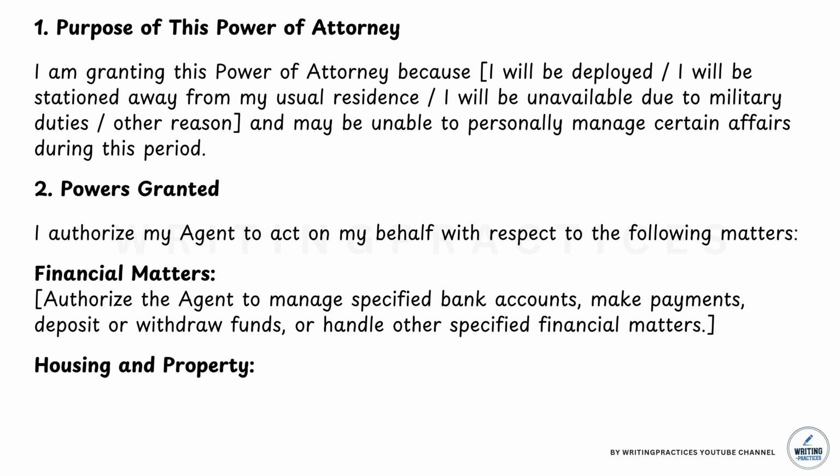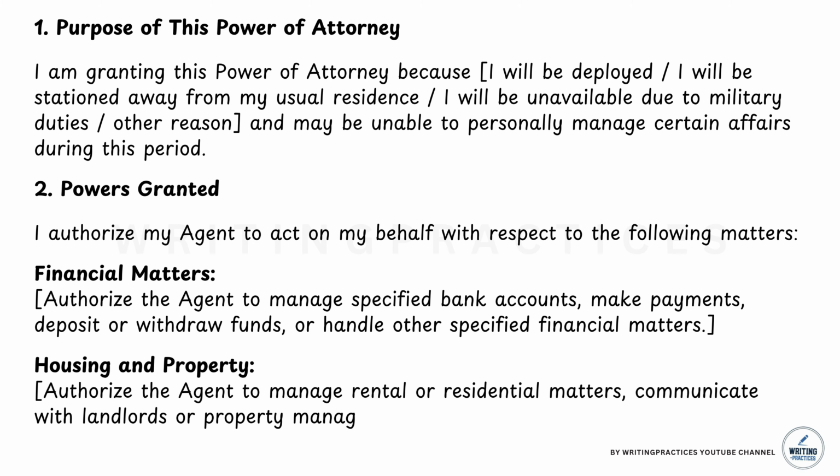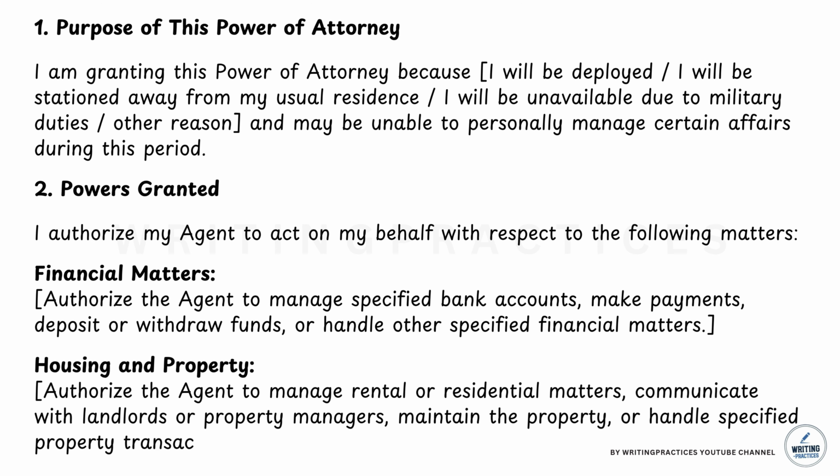Housing and property. The agent is authorized to communicate with my landlord and property manager, pay rent and utilities, arrange necessary maintenance, and manage ordinary residential matters relating to my apartment at 1847 Maple Ridge Drive, Alexandria, Virginia, 22314.